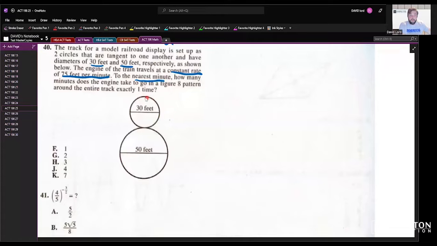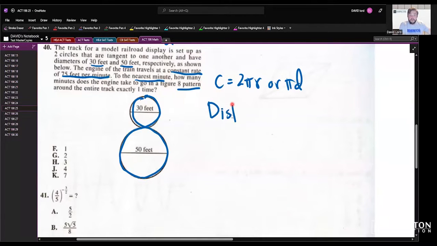So in order for this to happen, it has to go around like that, and then it's going to continue going all the way up and back. So the distance required to go in a figure 8 pattern is going to be the circumference of the small circle plus the circumference of the big circle. So circumference is 2 pi r, or pi times diameter. So the total distance traveled will be 30 pi plus 50 pi, for a grand total of 80 pi.